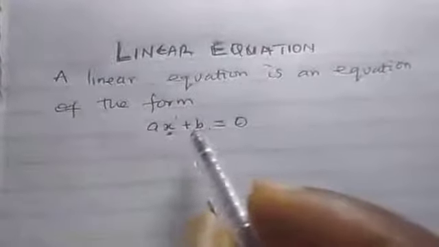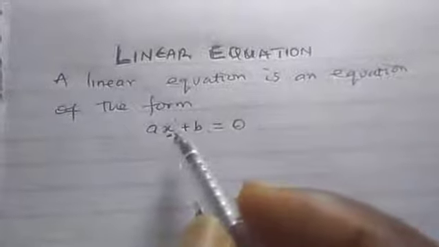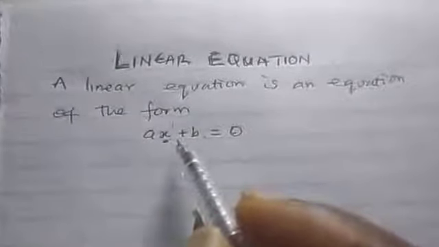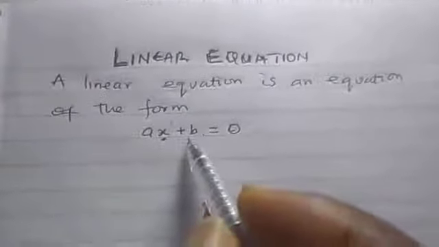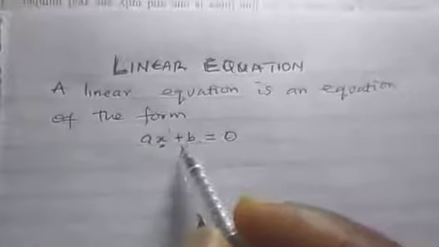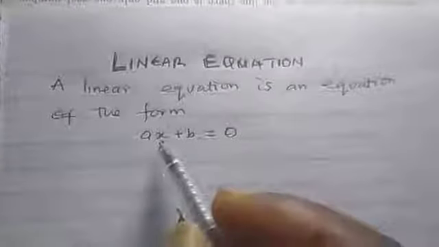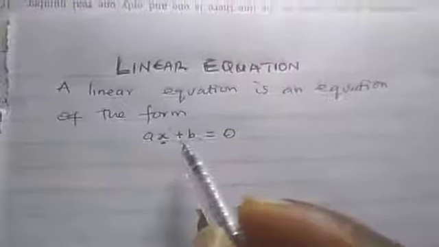Now, how do we solve a linear equation? What we do is we collect the like terms. Collecting like terms means we take the terms that are alike and bring them together. Let's consider the following examples of linear equations.